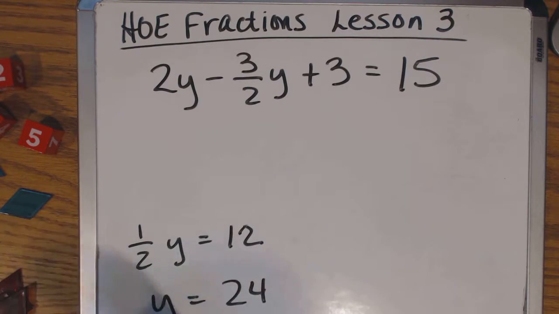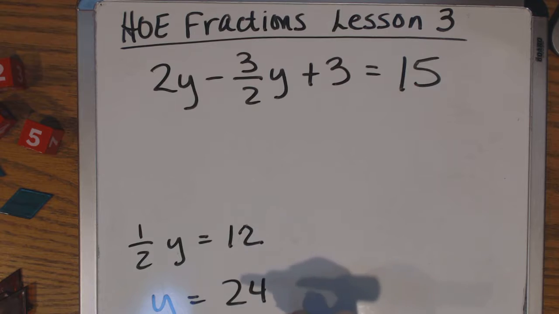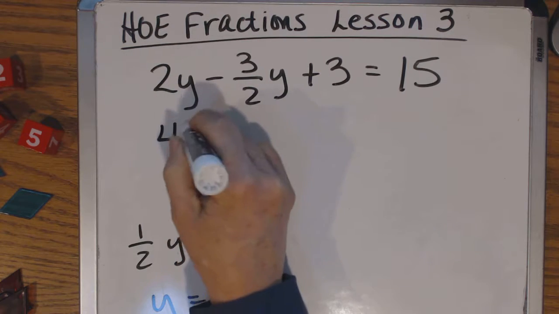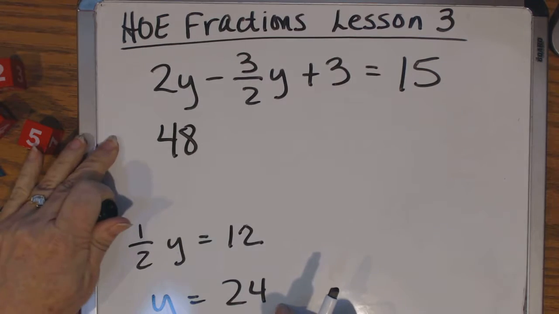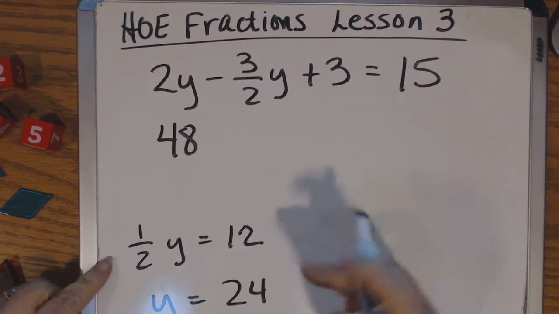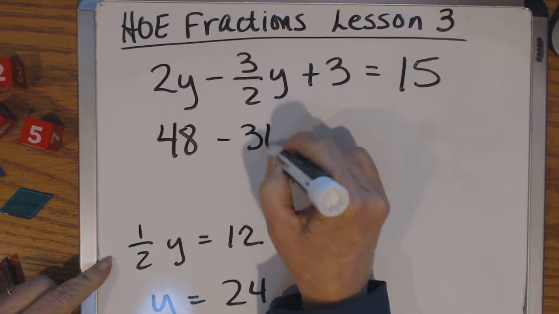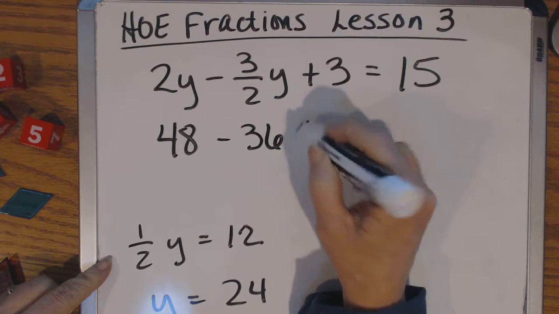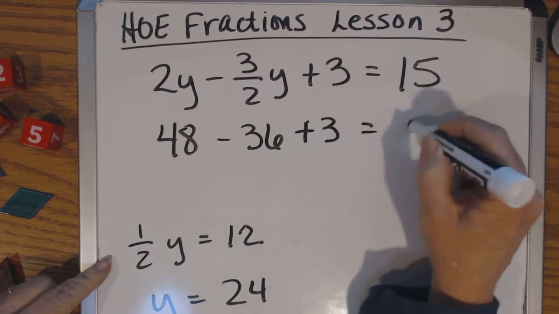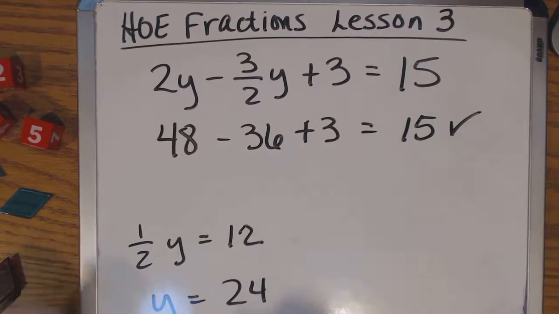And now to do the check. All right. If y is 24, then 2 times y is 48. Okay, there's my 2y. Minus 3/2 would be minus 3 times 12, minus 36. That's going to leave me with 12 plus 3. It's going to give me 15. Check. All right.